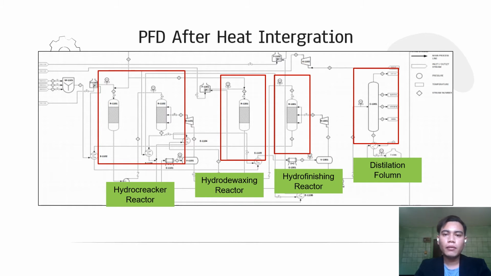This is our PFD after heat integration. In our base oil processing plant, we have four major equipment. The first one is hydrocracker reactor, hydrodewaxing reactor, hydrofinishing reactor, and lastly distillation column. The raw material needs to react in these reactors in order to produce desired product. Lastly, it will be separated at the distillation column before it is stored at the storage tank.